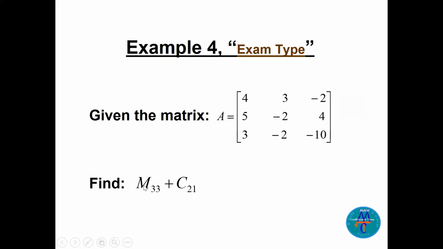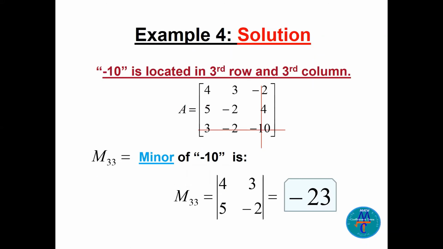In the first one, it's easy, delete. Second one, you have to find the minor first, then the cofactor. Try it, please. It will be one number in the answer. Let's see. This is A, M33, so this is M33. Third row, third column. So we look at minus 10 here. This is the element, so we delete row 3, column 3. What's left is 4, 5, 3, minus 2. So here, minus 8, minus 15. So capital M33, the minor, is minus 23.